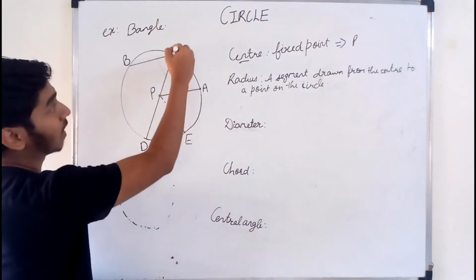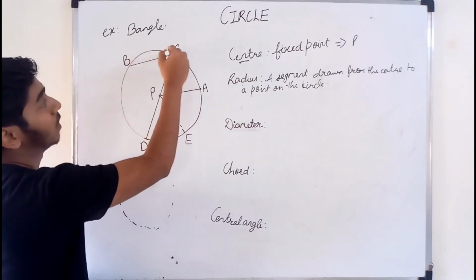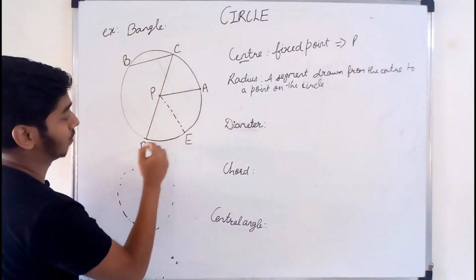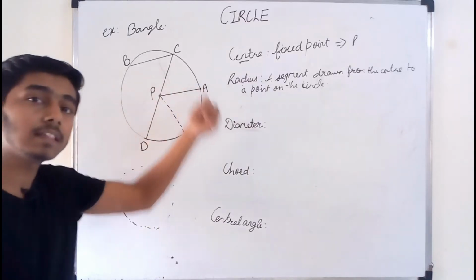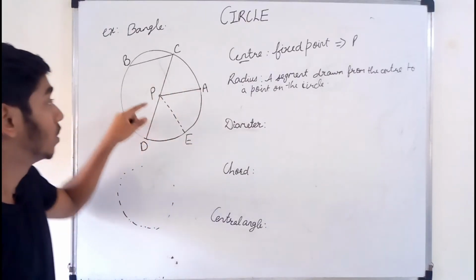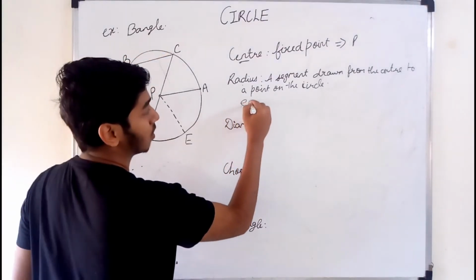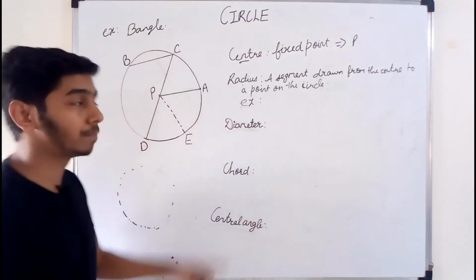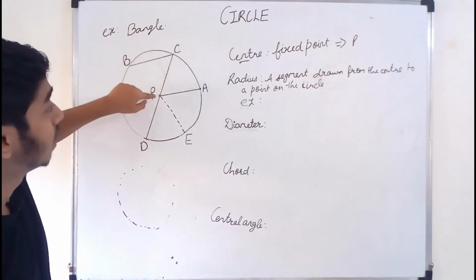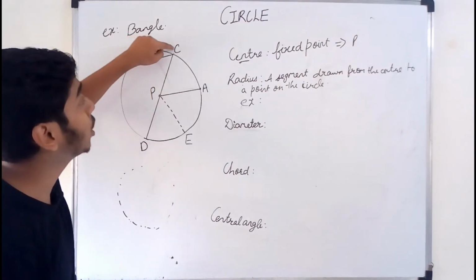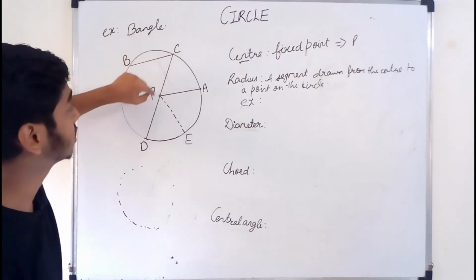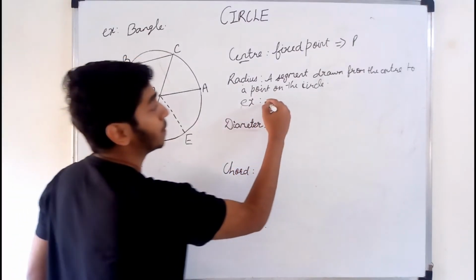Here there are 5 points on the circle: 1, 2, 3, 4, 5. So can we say that there are 5 radii? No. It is from the center to any point on the circle. So let's name these also. From this figure we can say from the center to any point on the circle, it's PC. So segment PC.